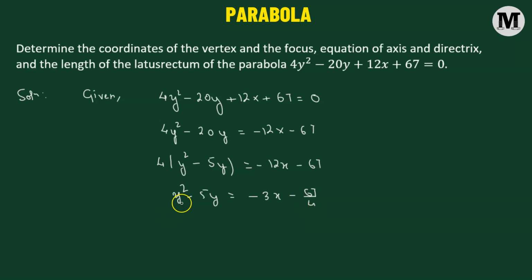Now we'll try to make y² − 5y into a perfect square. For this, we're going to manipulate the second term. We're going to rewrite it as 2 times y times 5/2. Now 5/2, we can take the square of that value, (5/2)². And this is an extra term we are adding, so we're going to subtract (5/2)² from it. That will equal −3x − 67/4.